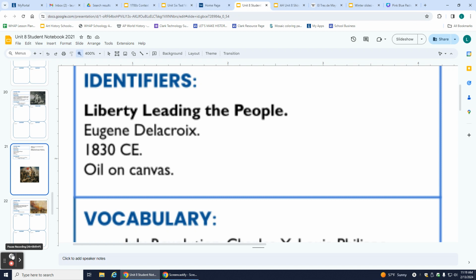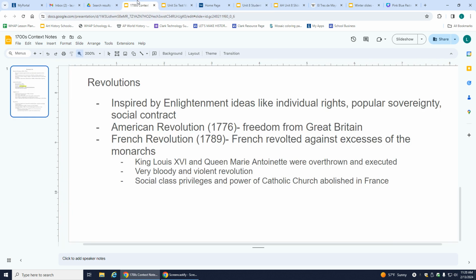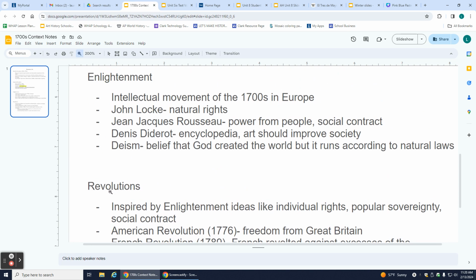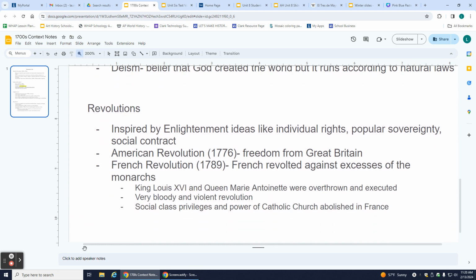Okay, before we talk about this one, I'm going to go back to my context notes. I should have done this before the first artwork, but we've been talking in the last week or so about the Enlightenment and all the ideas coming out of the Enlightenment and how that inspired neoclassical art. And then something else that I'm sure all of you know from history class is that the Enlightenment also inspired revolutions. So people were inspired by Enlightenment ideas like individual rights, popular sovereignty, social contract. The American Revolution was fought over those ideals, and also the French Revolution.